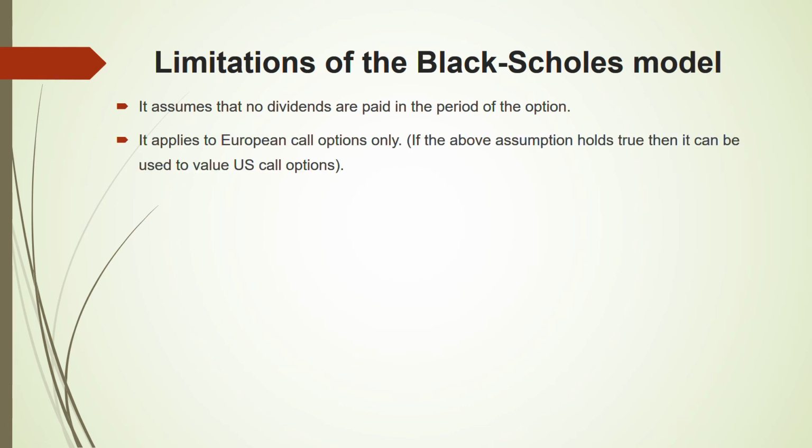Limitation number 2. You can only apply this to the European call option. European means you can exercise the option at a point in time, at the expiry date. But in reality, you might exercise that option anytime during the duration of the option. But this Black-Scholes option pricing model only assumes that we are exercising the option at the date of expiry. Hence, you can only value European call option. If the first limitation regarding dividends is true, then you can value US call option also, because share price will not change.